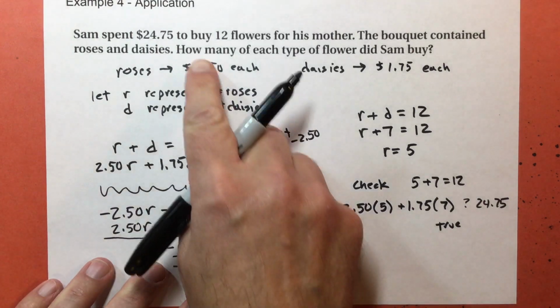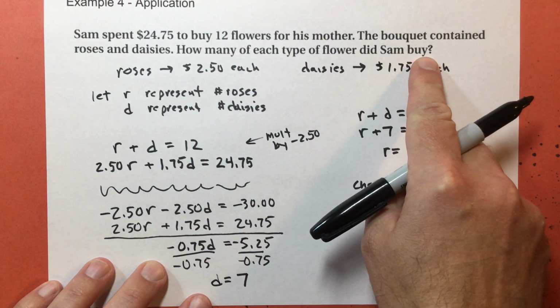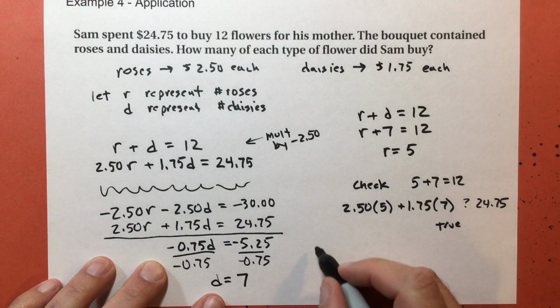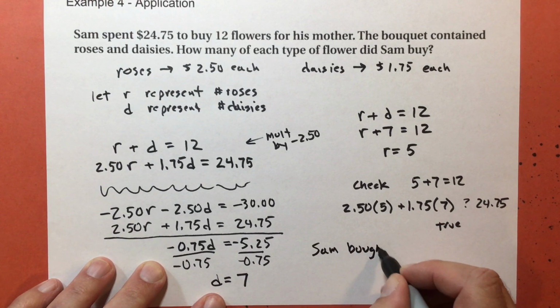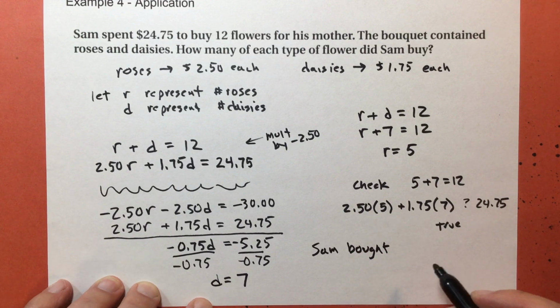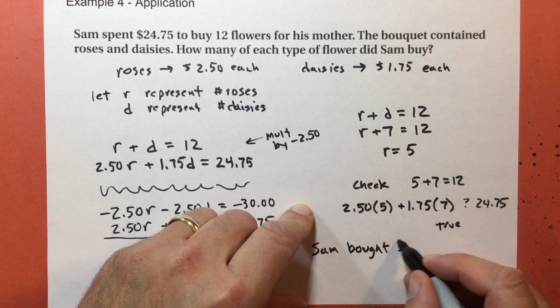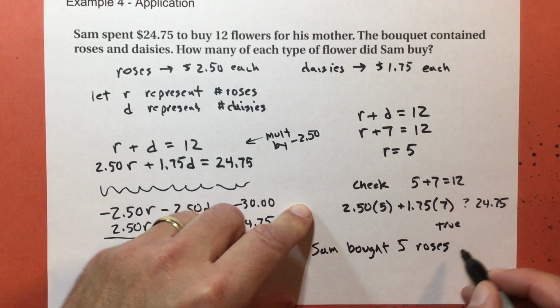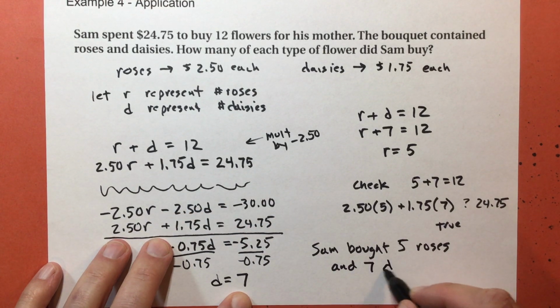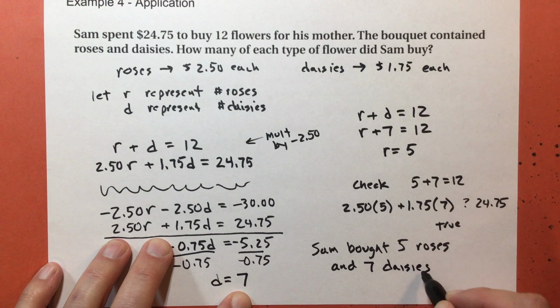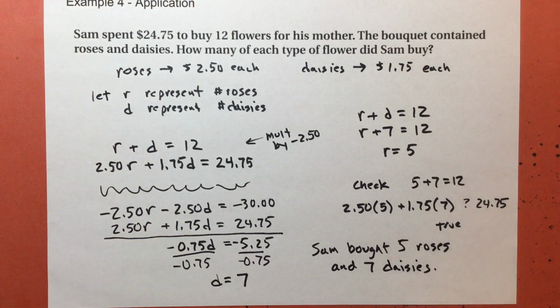The question is, how many of each type of flowers did Sam buy? So you need to write, Sam bought 5 roses and, right here, 7 daisies. That's all you had to do, just answer the question.